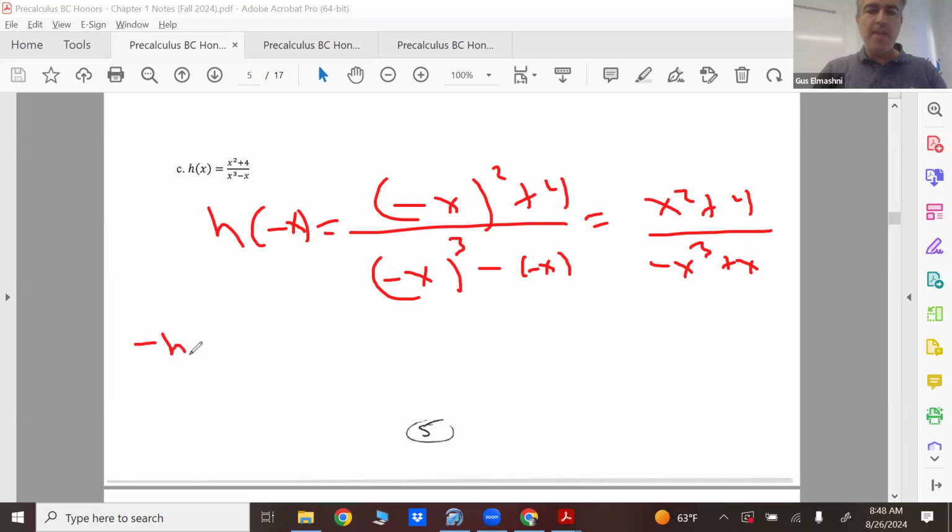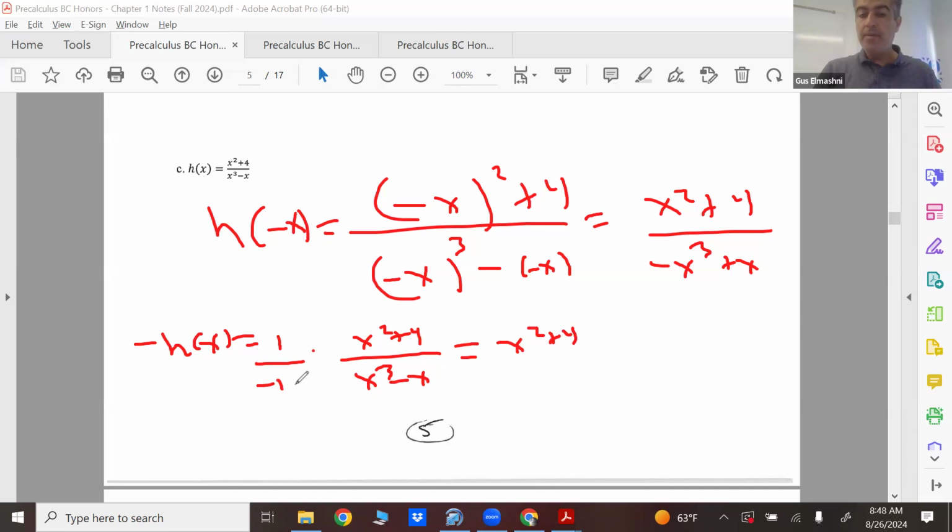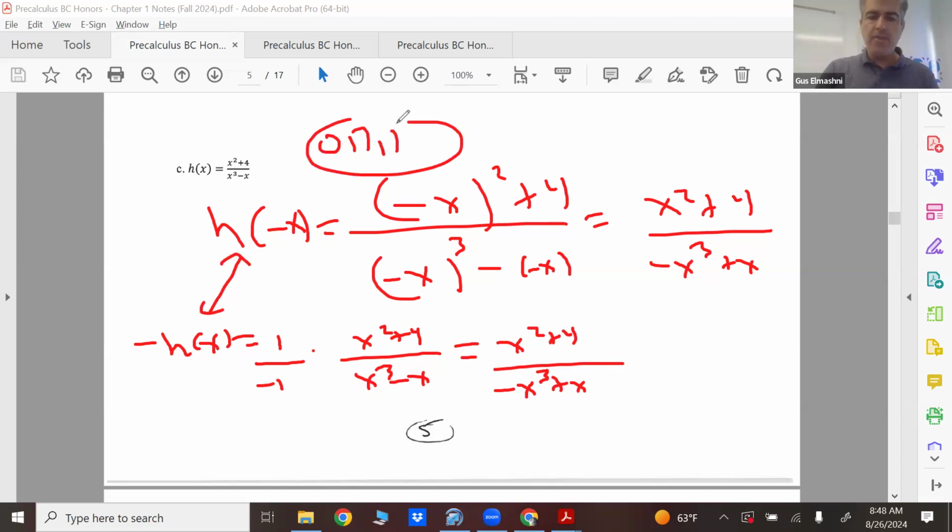So is that the same thing as saying negative h of x? It is, because if you do negative 1 times this, the negative 1 could go to the top or the bottom. It's up to you. Think about what negative 1 really means. It could be negative 1 over 1 or 1 over negative 1, right? And so these are the same. So it's an odd function. h of negative x does equal negative h of x. And if you graphed it, you'd see the same thing.